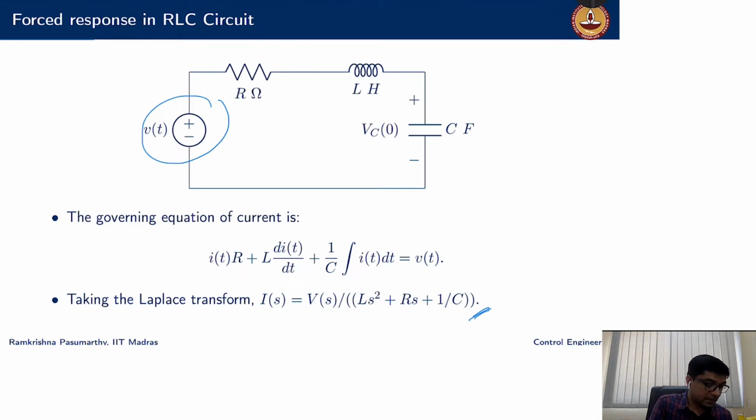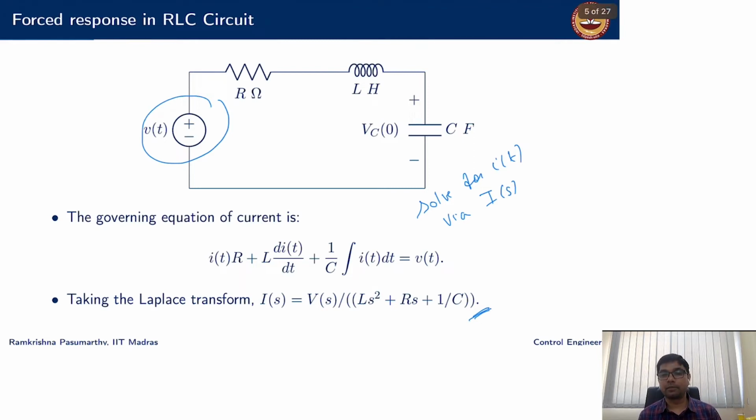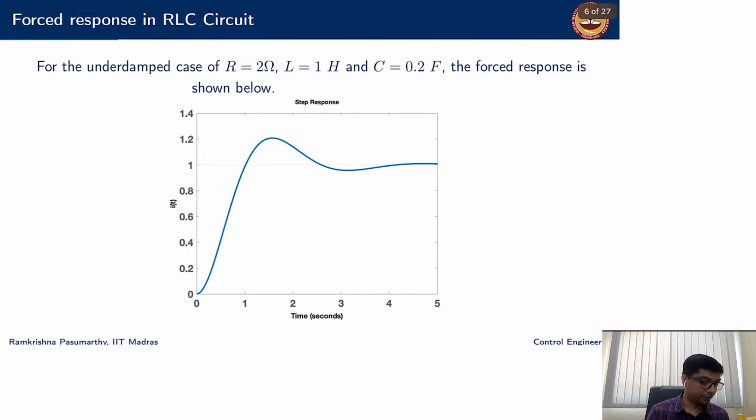My interest is to solve for I of t via I of s. I first go to the Laplace domain. My differential equations become algebraic equations. I solve those algebraic equations, and now I also know the inverse Laplace transforms to get back to the form which I want. I'll not worry about how the solutions will look, but again, for the underdamped case, which essentially means that the roots of the quadratic equation are complex and conjugate.